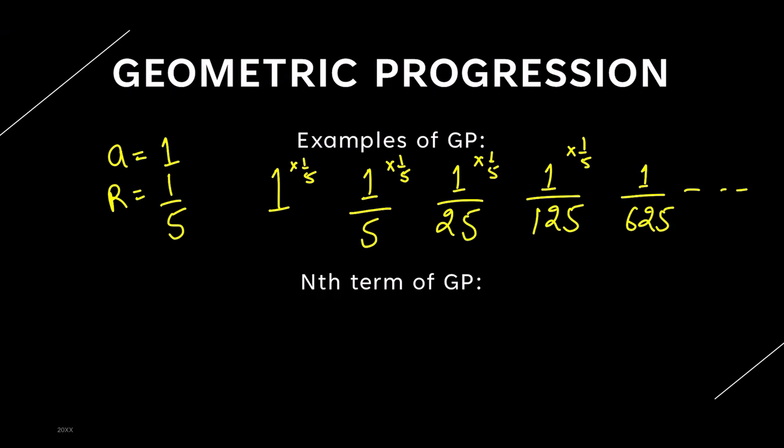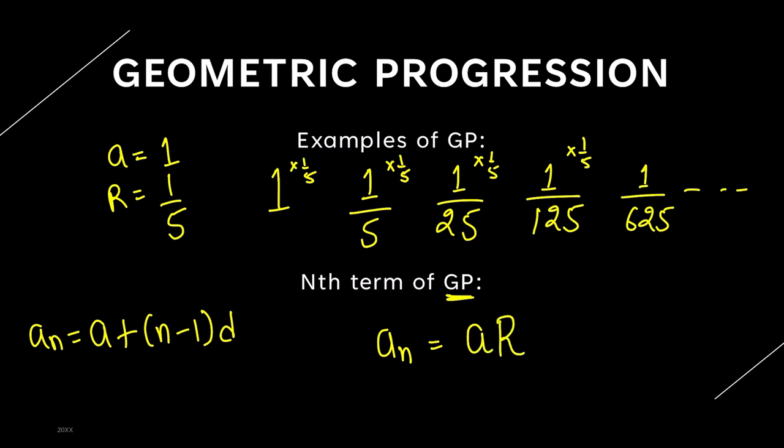In case of geometric progression, the formula: in the arithmetic progression, if you remember, this is what a formula of nth term of an AP looks like. In case of GP, nth term is given by A into R raised to power n minus 1. A multiply R, and R has a power of n minus 1. I hope this is clear.